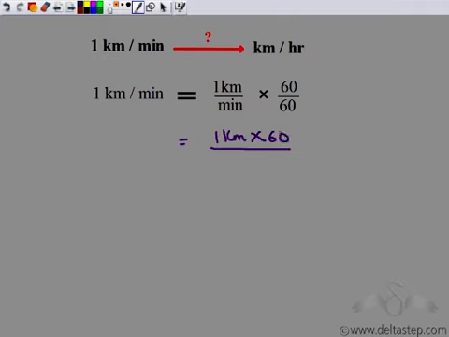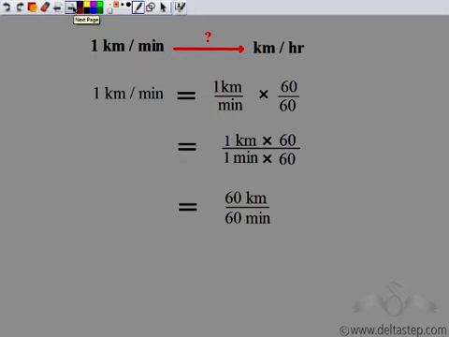Now I know I wanted to express it into kilometers per hour. 60 minutes is same as 1 hour. 1 hour has 60 minutes. So I can write this as 60 kilometers upon, rather than 60 minutes, I would write 1 hour because 1 hour is equal to 60 minutes. So I can express this as 60 kilometers by 1 hour, and this is nothing but 60 kilometers per hour. So what we see is that 1 kilometer per minute is actually equal to 60 kilometers per hour.